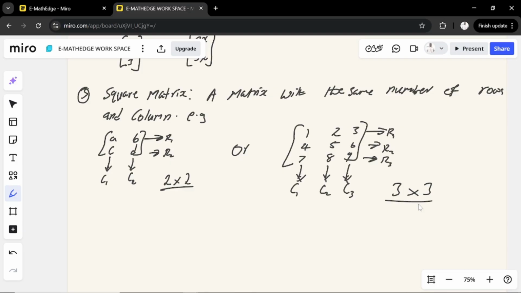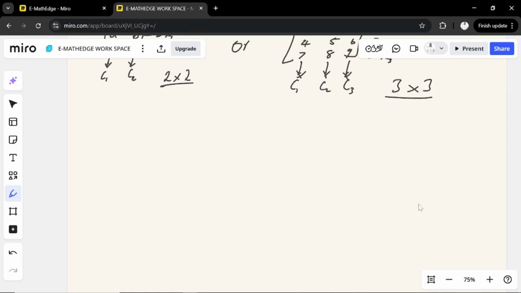It can be a 2 by 2 matrix, it can be a 3 by 3 matrix, and it can be a 4 by 4 matrix and all that. So you must note that the number of rows must be equal to the number of columns for that matrix to be identified as a square matrix. So the next term we are going to be looking at is the diagonal matrix.